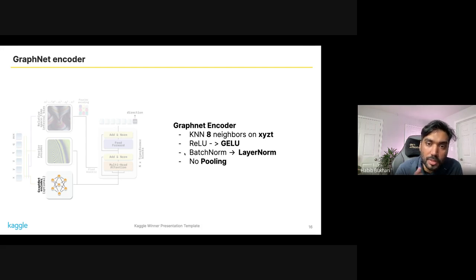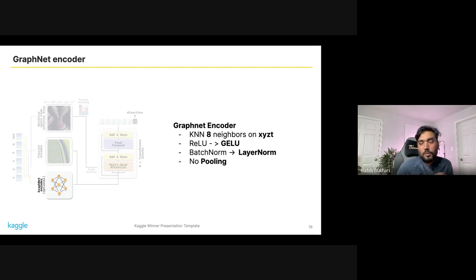Then we substituted all activation to GLU, and we also got rid of batch norm and substituted it with layer norm. If I remember correctly, GraphNet at the end does 4 poolings: mean, max, median, and sum, I believe. So we kind of got rid of them.